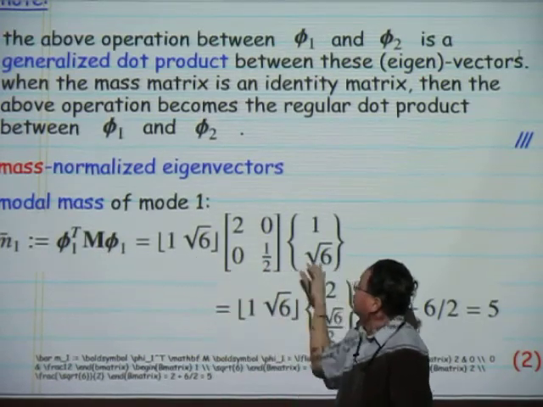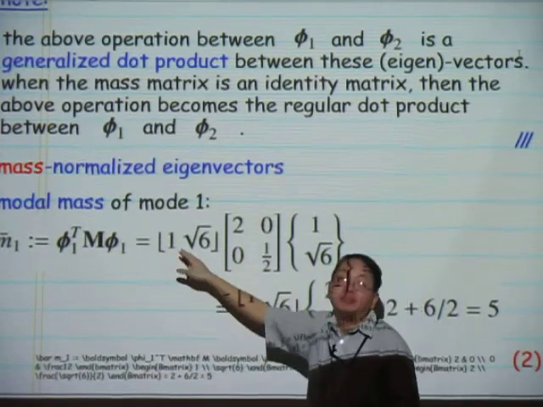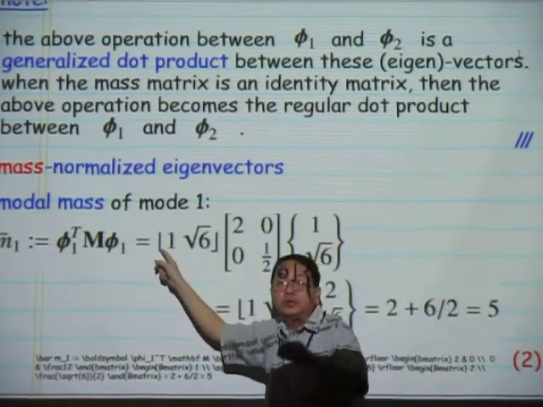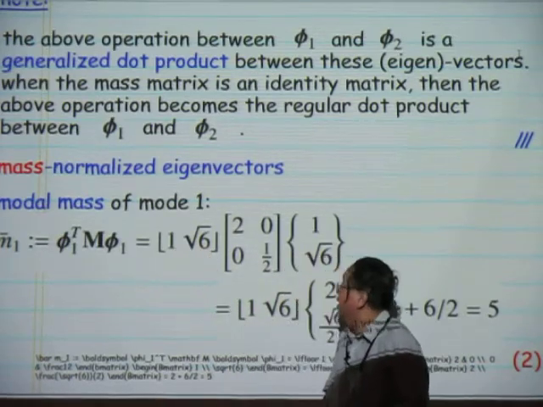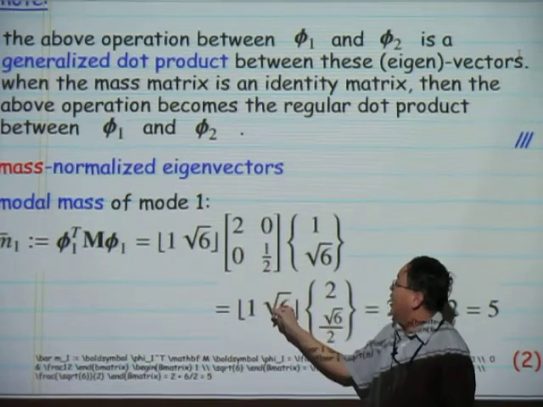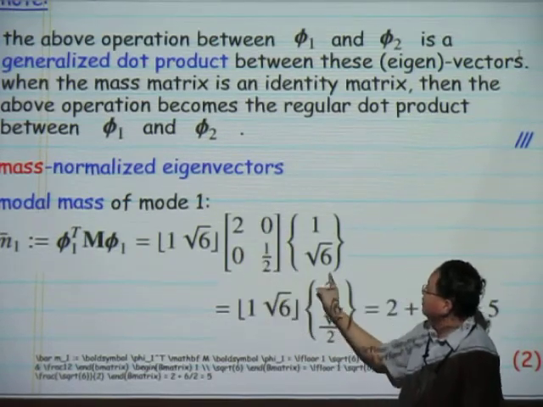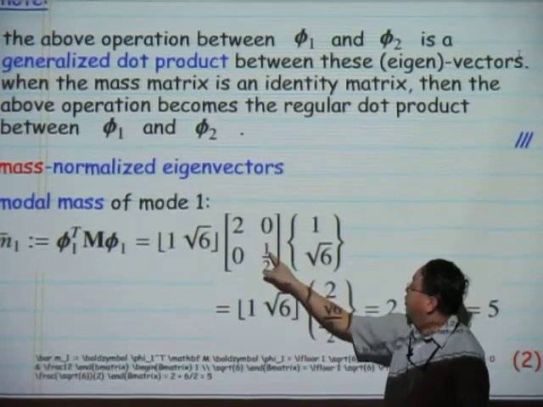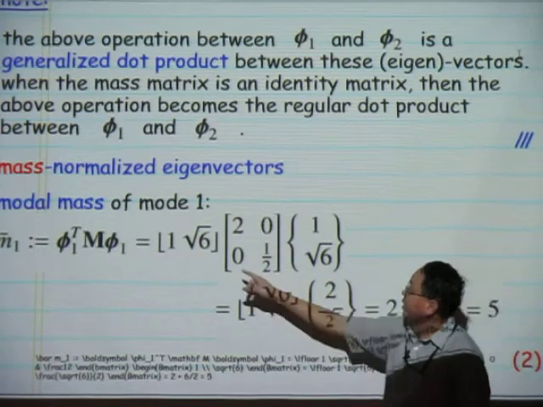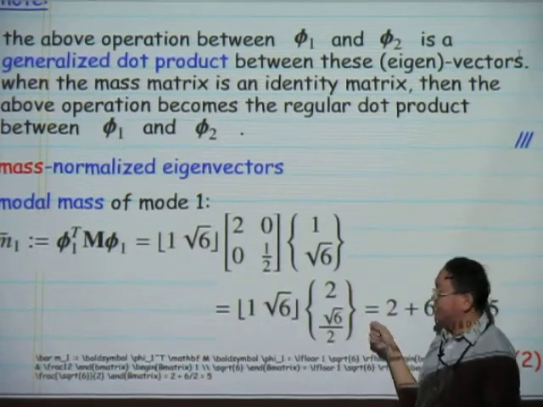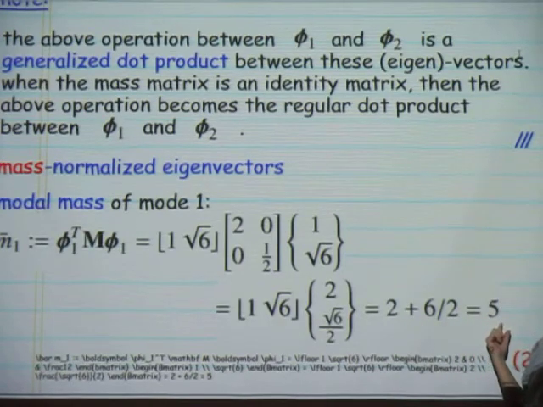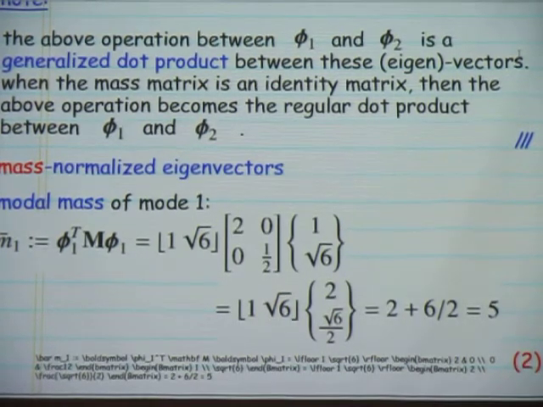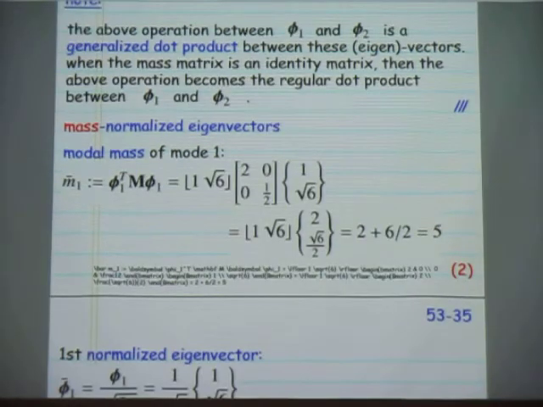times phi1, and this is the computation where phi1 transpose is the row matrix. You see, phi1 is a column matrix, 1, square root of 6. So the transpose of the column becomes the row, 1, square root of 6. And this is the mass matrix, 2, 0, 0, 1 half. If you take the mass matrix times phi1, you get this column matrix here: 2 times 1, 2, and then 1 half times square root of 6, square root of 6 over 2. Then take this row matrix times this column matrix, and you get a scalar, and that's 5. This is called the modal mass M1 bar. Let me zoom out so you have the big picture.